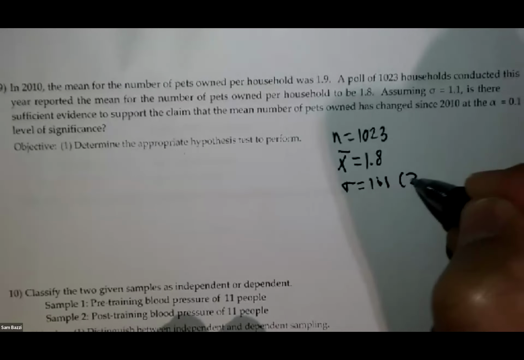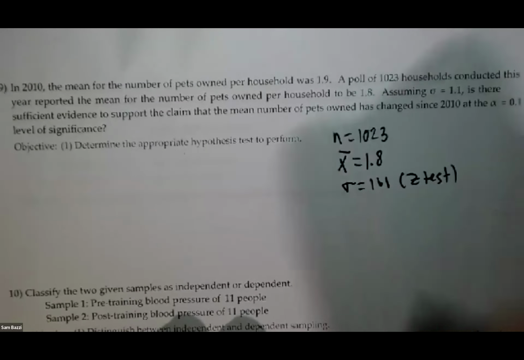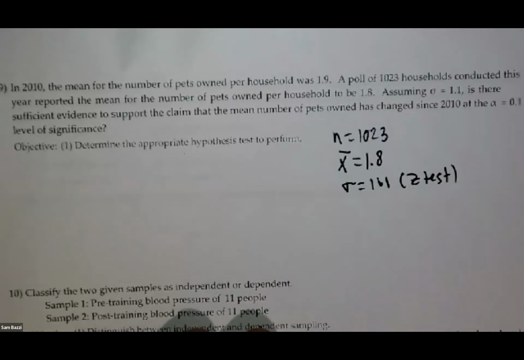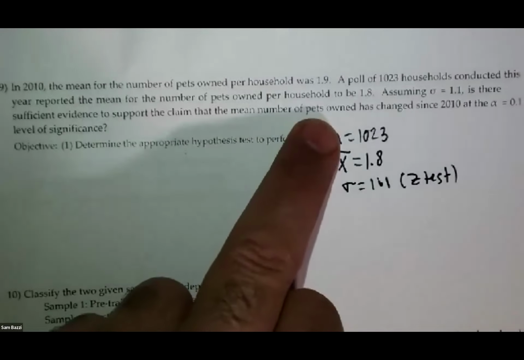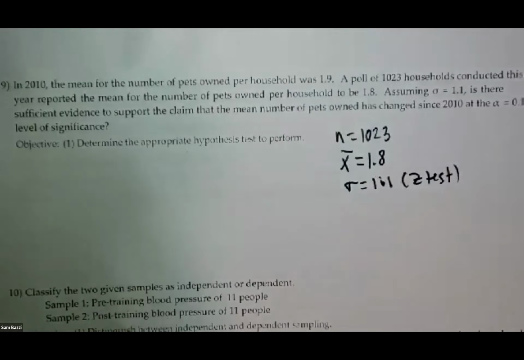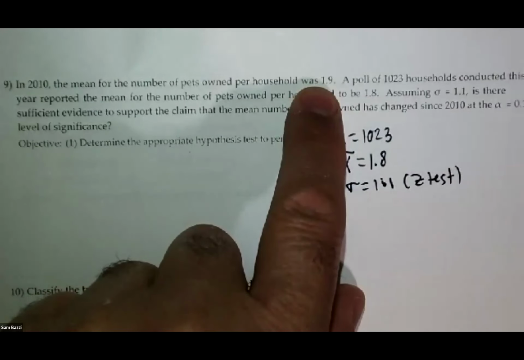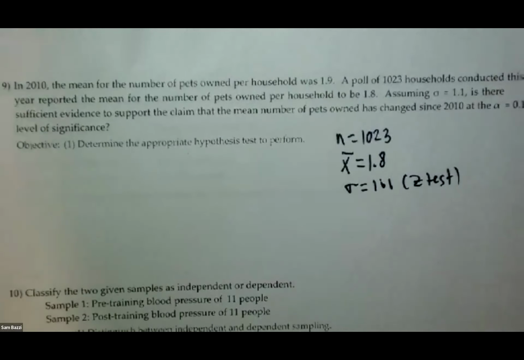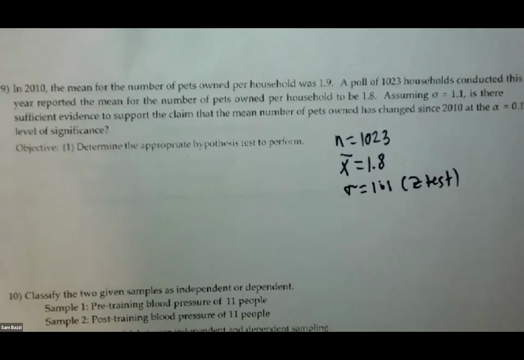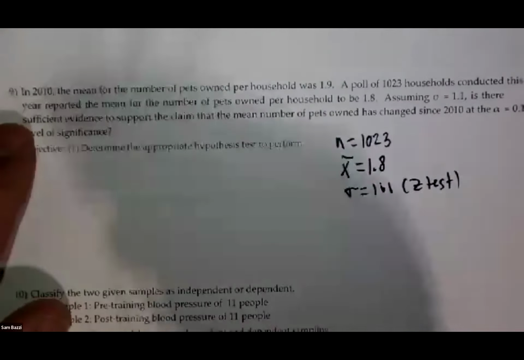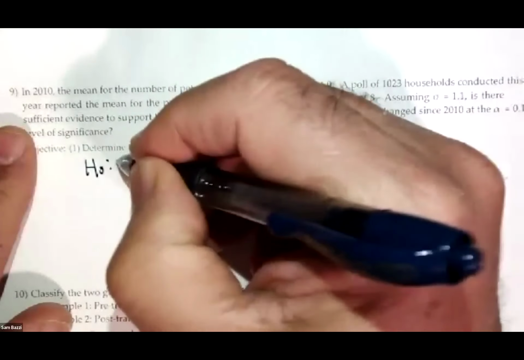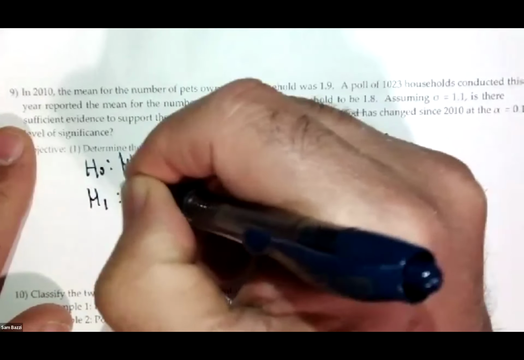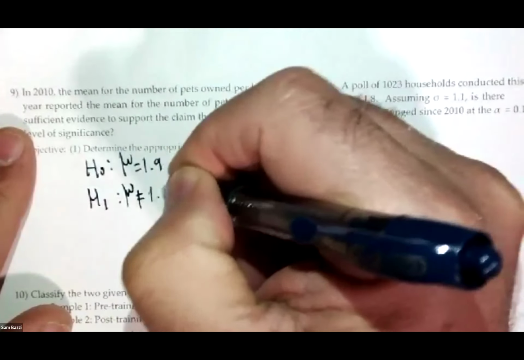I want to put z-test right away because he gives me sigma. Is there sufficient evidence to support the claim that the mean number of pets owned has changed since 2010? We know it was 1.9 and he's asking us if that has changed. Has changed means, guys, different from 1.9. So it will be H0: mean equals 1.9. H1 would be mean not equal to 1.9, and that's the claim.